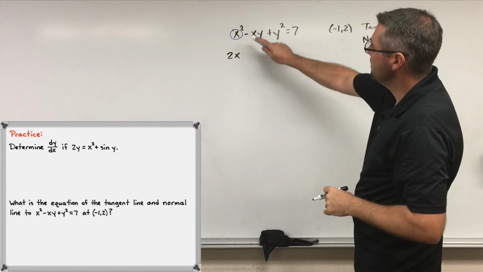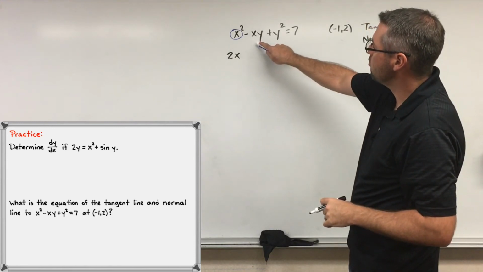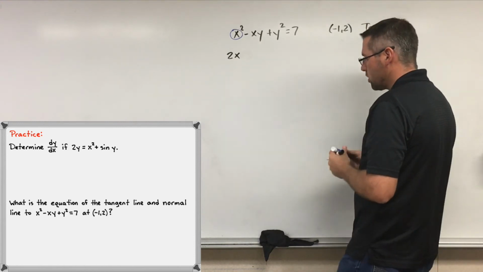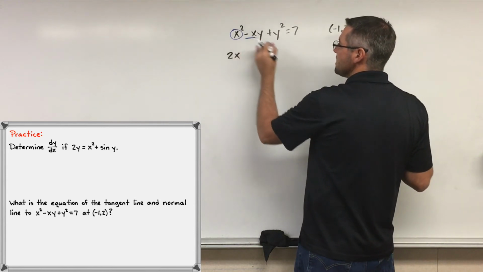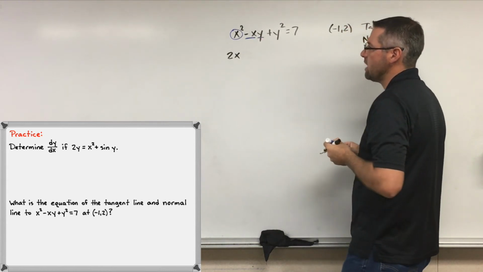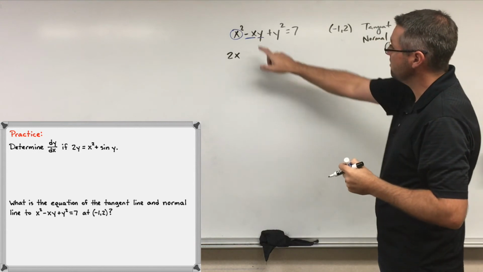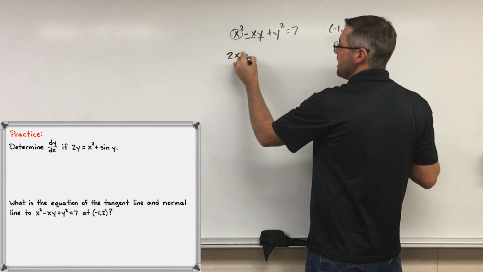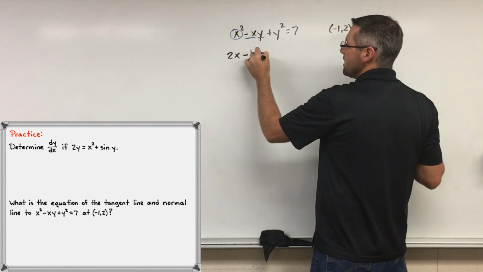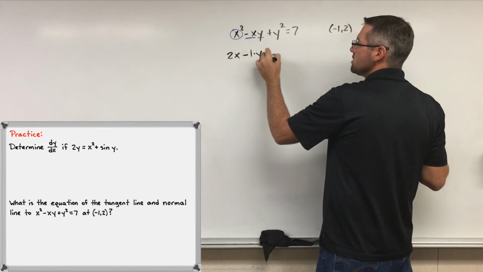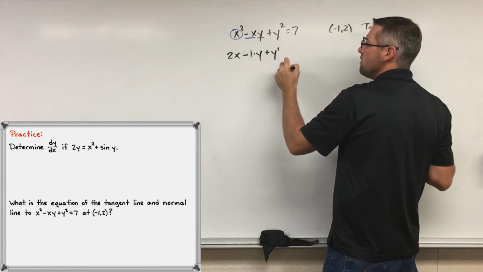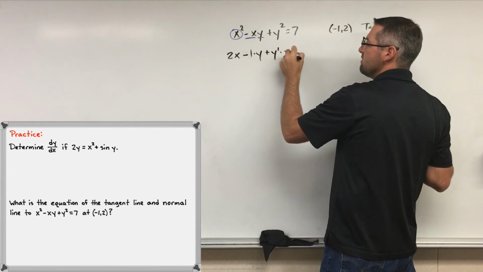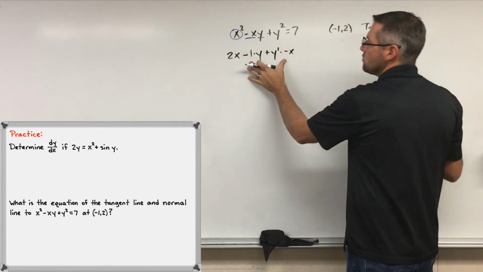Now, on this one, you should recognize that this is a product of two things. We're going to identify the negative x as the first thing and the y as the second thing. So what's the derivative of the first thing? The derivative of negative x is negative 1 times the second thing, so times y, plus the derivative of the second thing, which is y prime, times the first thing, so times negative x. So that's the product rule there.